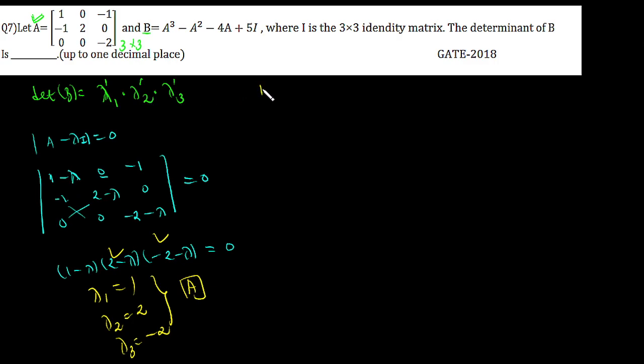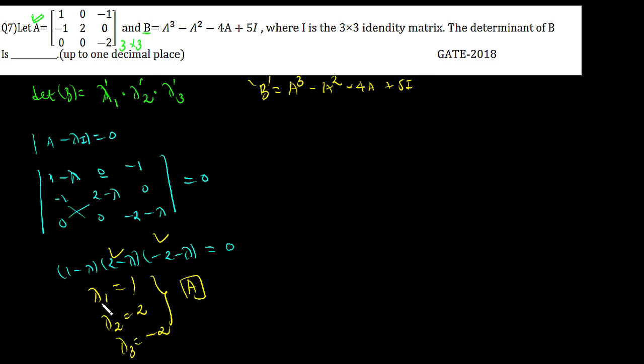So now we have found the eigenvalues for matrix A, but we need the eigenvalues for matrix B, and B has a particular relationship with A: B is A cube minus A square minus 4A plus 5I. Now remember the property of eigenvalues. To find the eigenvalues of B, whatever operation is performed on matrix A is the same operation we perform on the eigenvalues to get the eigenvalues of matrix B.